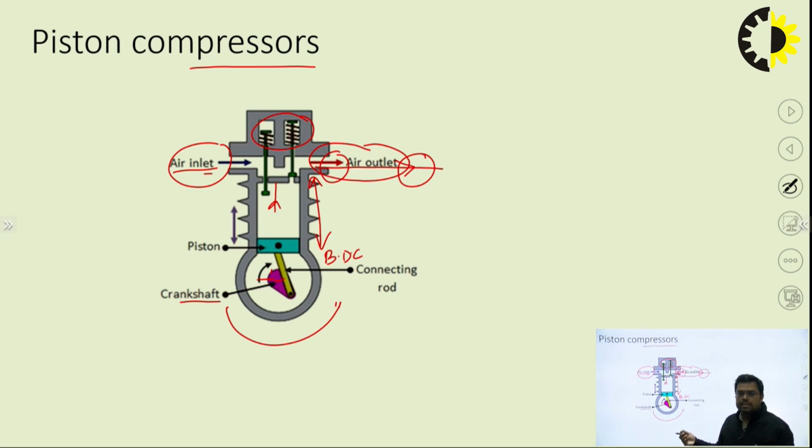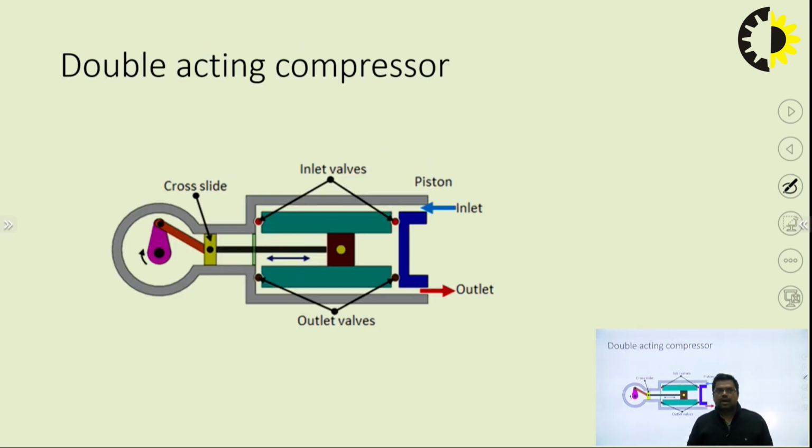In this case it can be used for low and medium applications, at around 20 atmospheres of pressure, with this piston arrangement. Another one is the double acting compressor. If some applications need higher pressures, in that case we can use the double acting compressors.